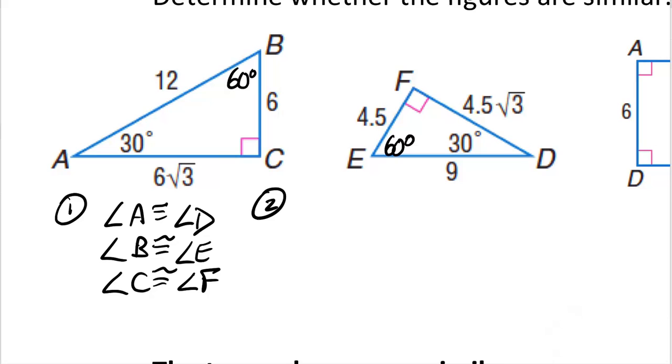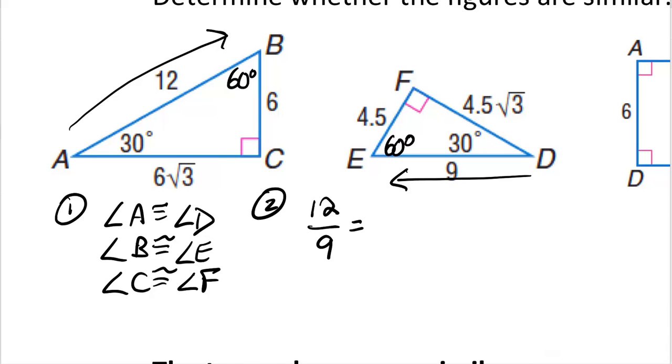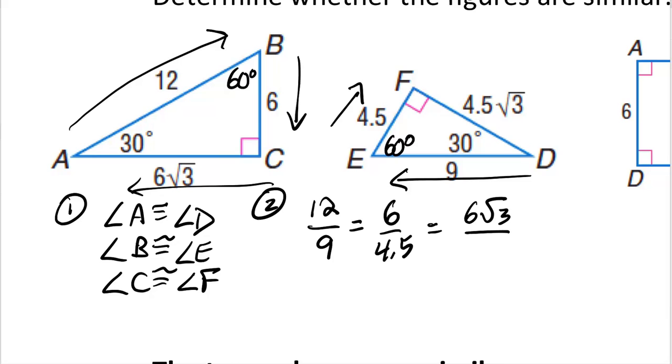Step 2, we have to find that the ratio of the sides are proportional. So I'd start with the 30, go to the 60. So that would be 12 over 9. That needs to be equal to 6 over 4.5. And that needs to be equal to 6 root 3 over 4.5 root 3.